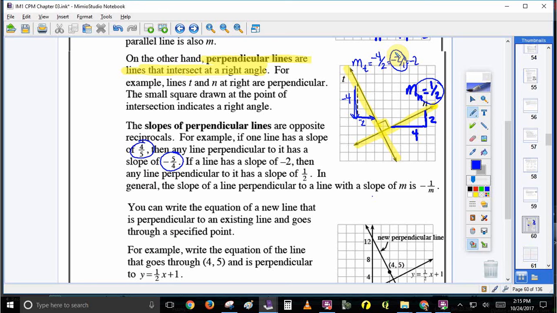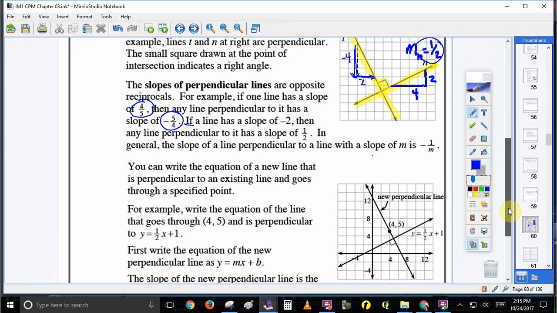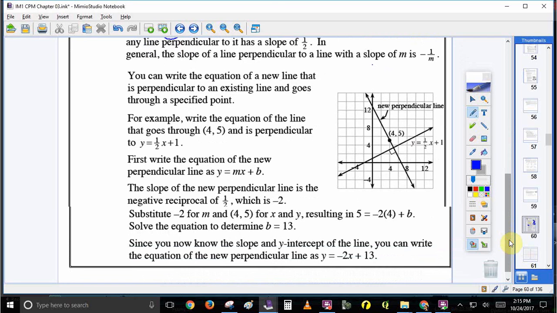And continuing here, if a line has a slope of negative 2, then any line perpendicular to it has a slope of 1/2. In general, the slope of a line perpendicular to the line with the slope of m is negative 1 over m. You can write the equation of a new line that is perpendicular to an existing line and goes through a specific point. That's handy. Sometimes you'll get problems that'll ask you to do that.